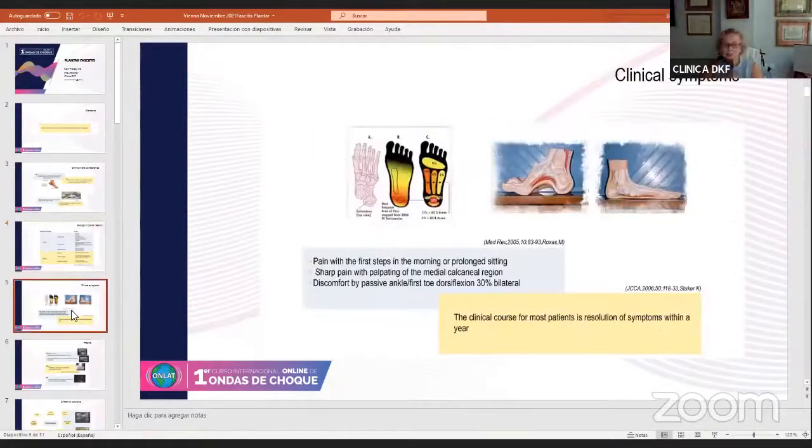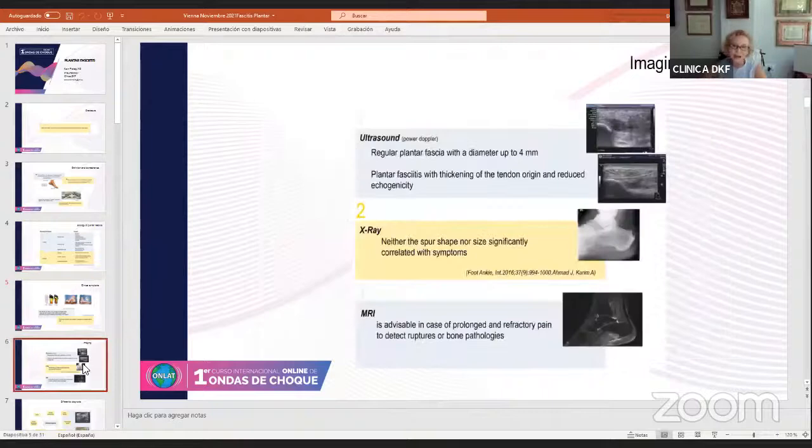The clinical symptoms are very typical. We have a pain with the first steps in the morning or after prolonged sitting. We have a sharp pain with palpation in the medial calcaneal region and discomfort with passive ankle dorsiflexion. And it could be bilateral, up to 30% of plantar fasciitis. We know that the clinical course for most patients could be the resolution of symptoms within a year, only that you must wait a year, and it is a long time.